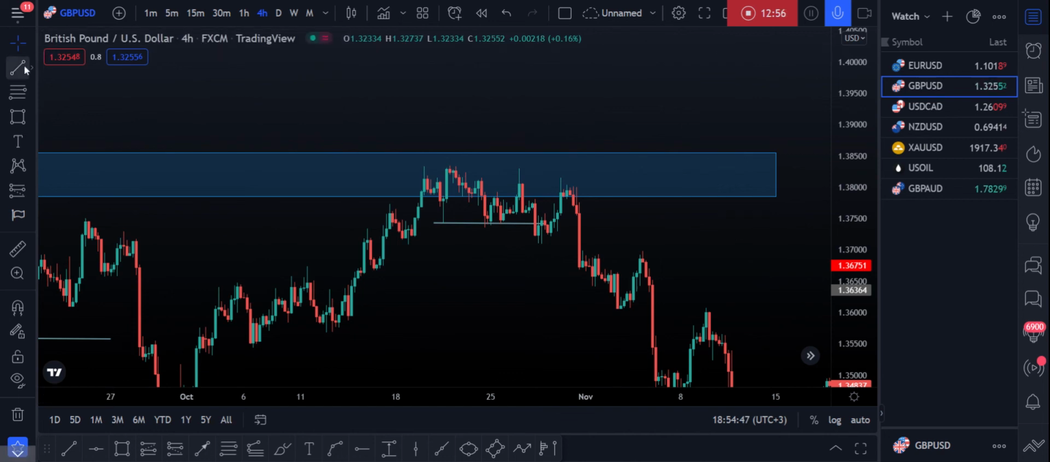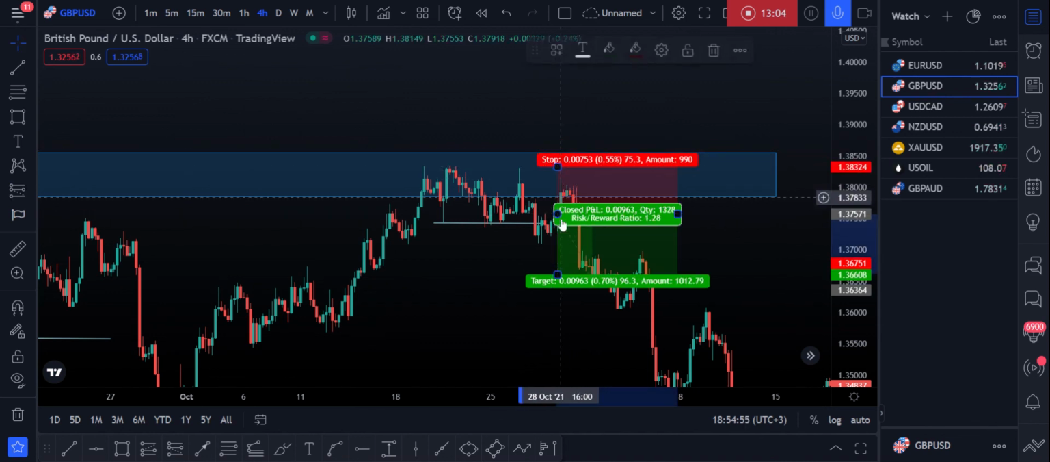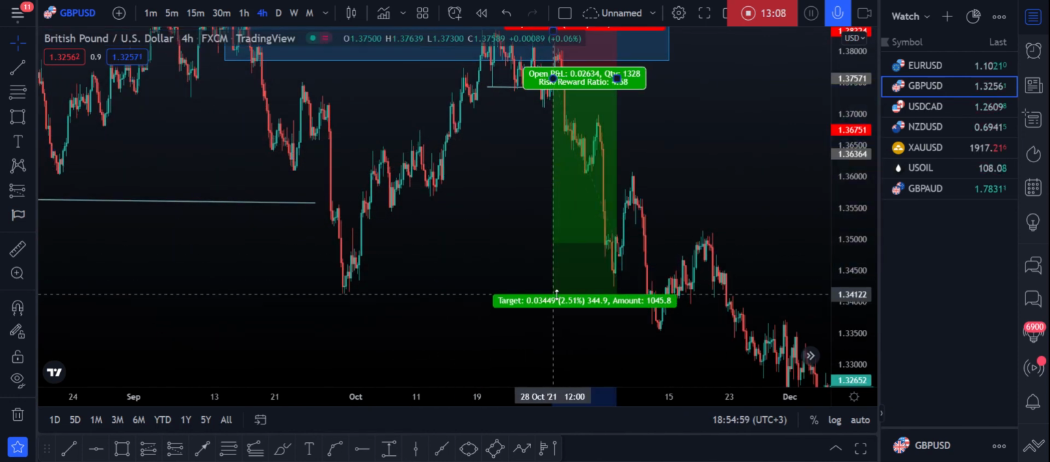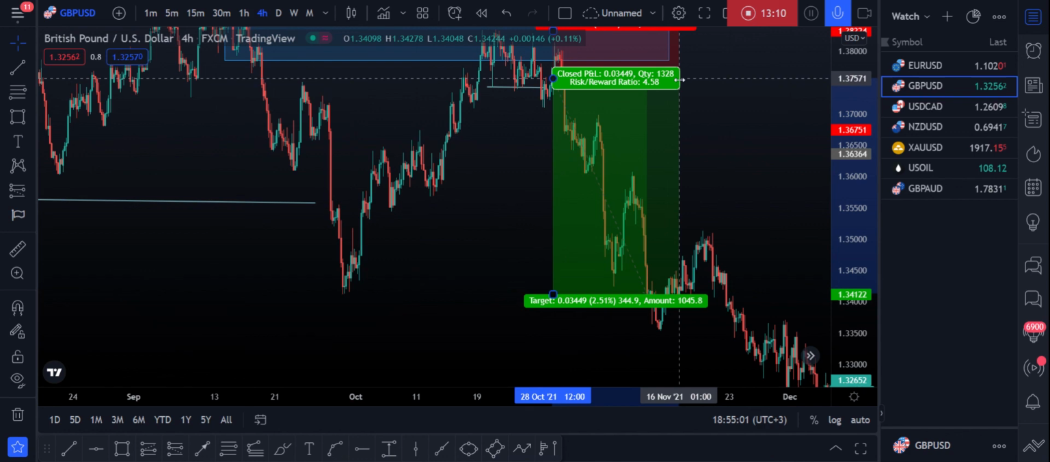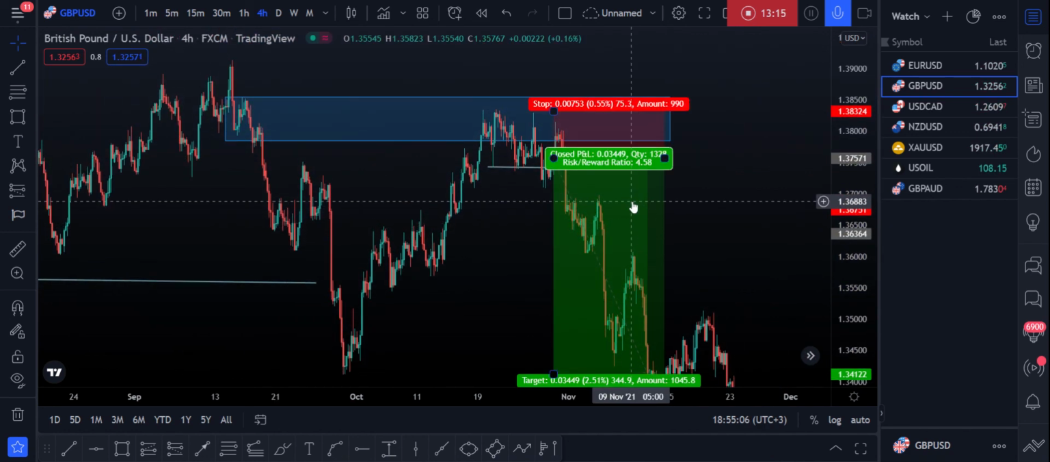So basically, that's how it works. Get in here, stop loss above the zone, and we ride the trade until the bottom. Equally, this would have given you a 1 to 4.